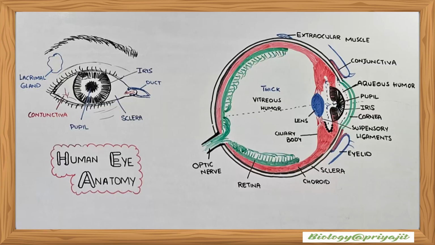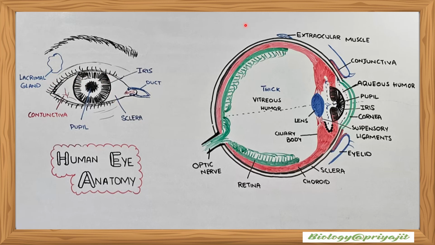This image shows a two-level diagram of the human eye. The first one, on the left side, is the external view of the eye. The lacrimal gland produces tears, and there are ducts. This is a duct, it carries the tears into the eye. There is the conjunctiva, a thin protective membrane covering the white part of the eye. The white part of the eye is called the sclera.